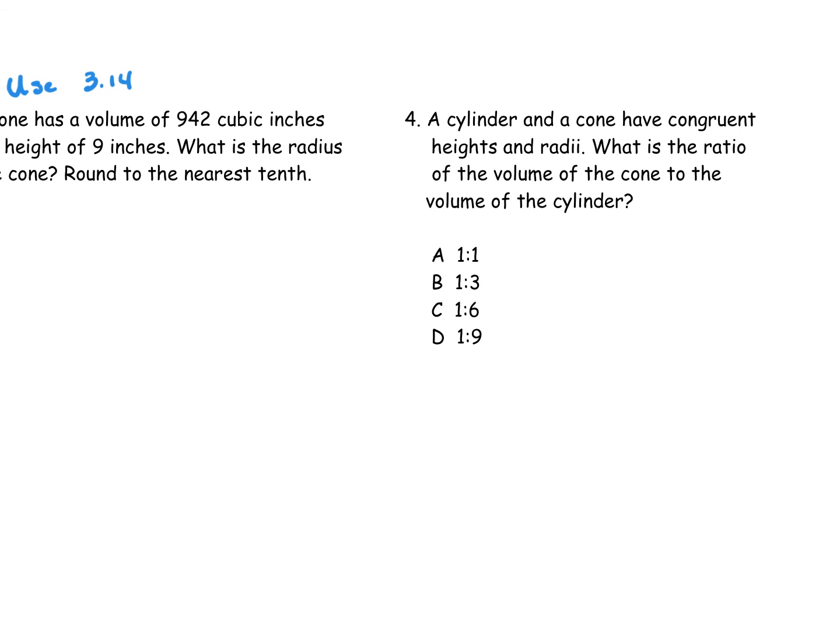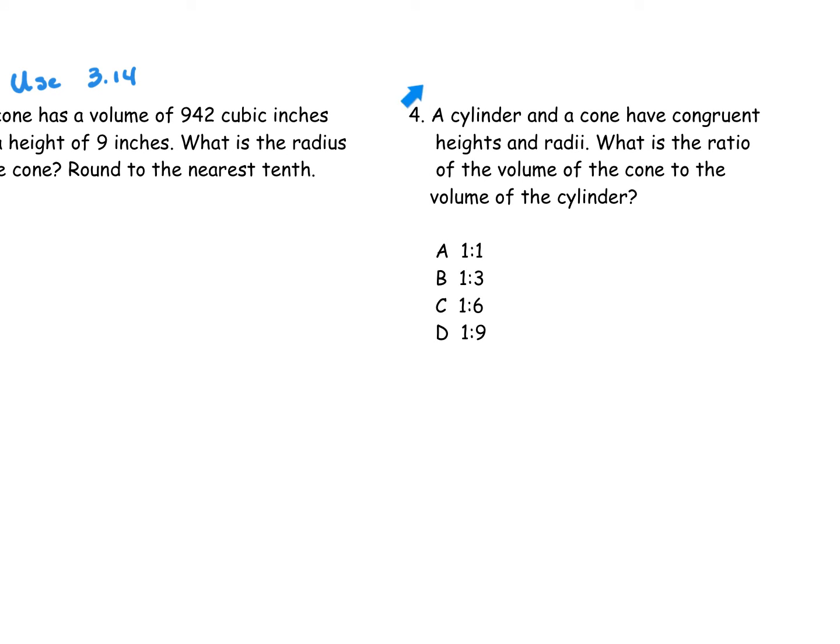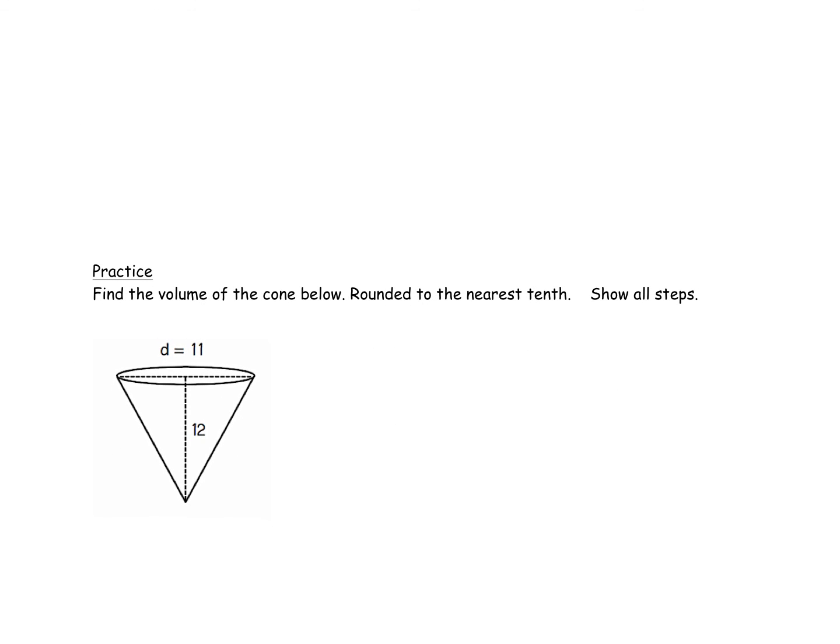Number 4 mentions this time, it says a cylinder and cone have congruent heights and radius, or radii, which is the plural of radius. What is the ratio of the volume of the cone to the cylinder? So I'd like you to think about that and answer number 4. And then finally, I'd like you to try number 3 independently. Again, find the volume of the cone, round to the nearest tenth. And since they didn't say which form of pi to use, that generally implies when they say rounding to use the pi key.